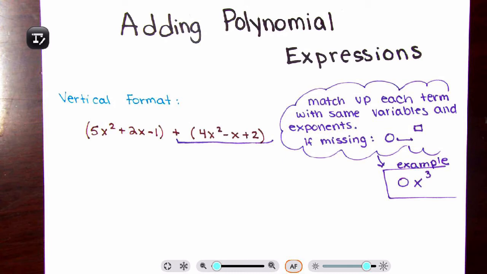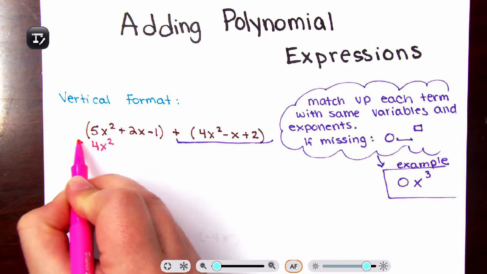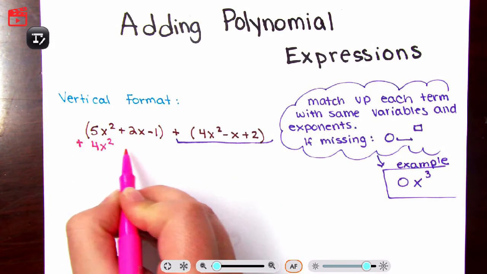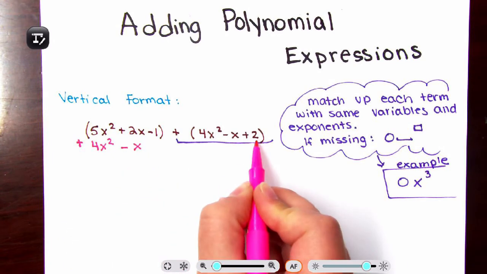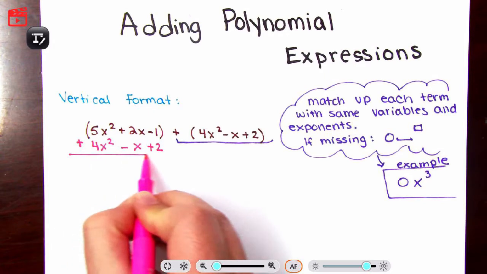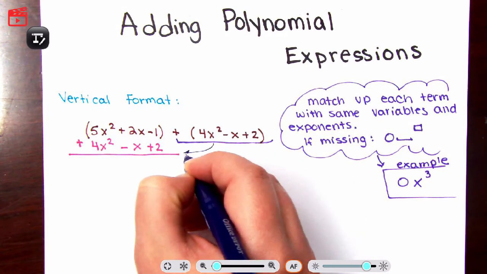First thing I notice is I have a 4x squared and I have a 5x squared. So I get to write these on top of each other and I'm adding. Next I have a minus x and I have an x here, so I get to write those on top of each other. Then I have a plus 2, here's plus 2. And we are adding, just like we would normally. So this here was shifted here.